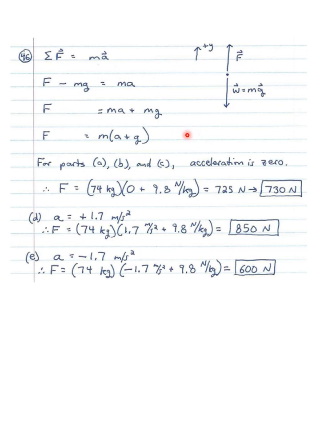And so when we plug into this formula for an acceleration of 0, the force is just the weight of the person, 725 newtons. I'm going to round that with two significant figures to 730 newtons. Now in part D, we've got an upward acceleration. So we'll make acceleration be plus 1.7, and we get 850 newtons. For part E, it's a downward acceleration. So the cherry picker, the floor of it that the person is standing on, exerts a force of only 600 newtons.